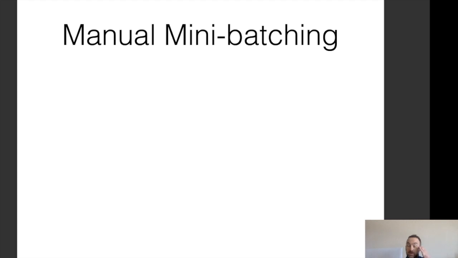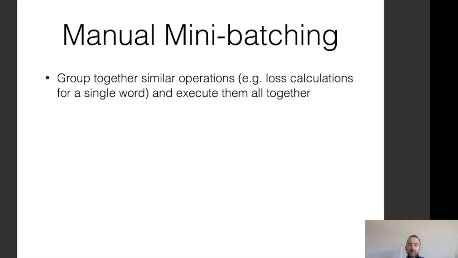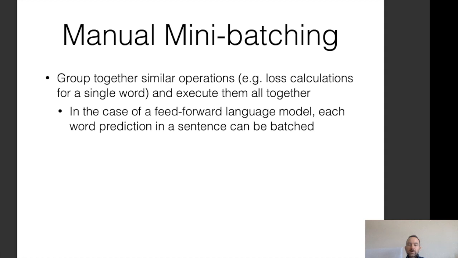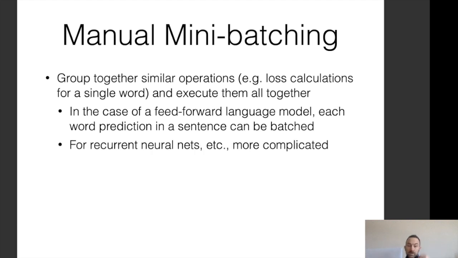So there's a couple ways you can do this. One way is manual mini-batching. Basically you group together similar operations and execute them all together. For example, in the case of a feed-forward language model, each word prediction in a sentence can be batched because for every word prediction, you are essentially feeding in the previous 2 words or previous n words, calculating representations and making a prediction. For other networks like recurrent neural networks or self-attention networks that we're going to be talking about later in the class, it's a little bit more complicated because you need to group together sentences of different lengths, etc. So the shape of your network changes within a single mini-batch.